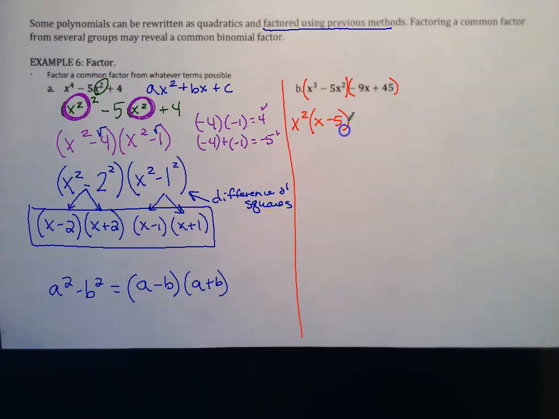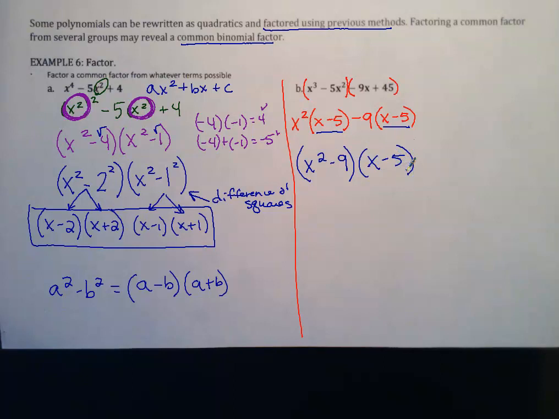x minus 5. Perfect. Can I factor anything out of negative 9x plus 45? If there's a negative, we usually want to take the negative 9, which leaves me with x minus 5. That was kind of sweet. What do you notice now? They have a common binomial factor, x minus 5. So now I've got x squared minus 9 times the quantity x minus 5.